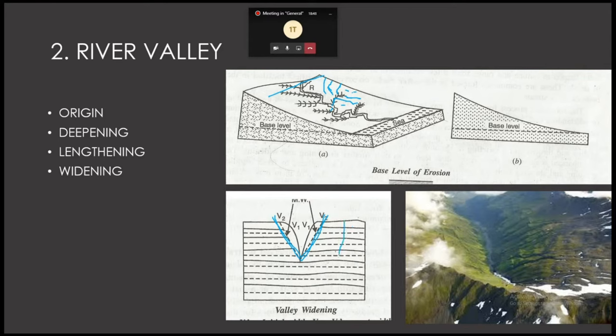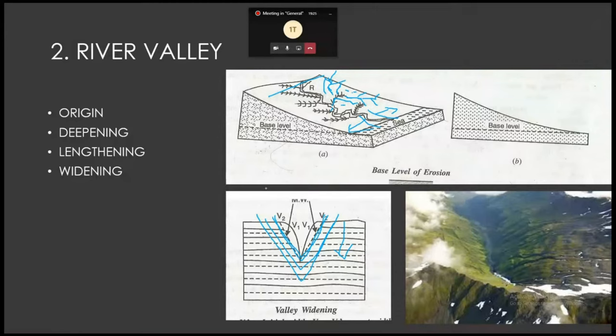Number one, the process is downward cutting. So the valley will become deeper and deeper as time goes on. We call this the deepening of the valley. At the same time, more gullies will be forming, and this will increase the length of the channels or valleys. That process we call valley lengthening. And at the same time, the water flowing through this valley will also increase its width. So that process will also be happening.